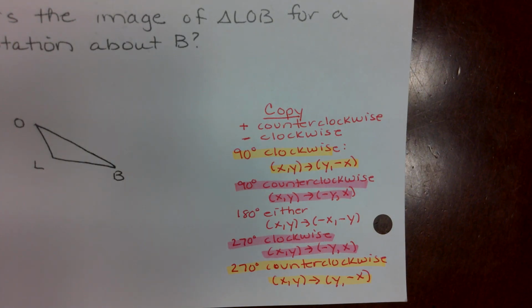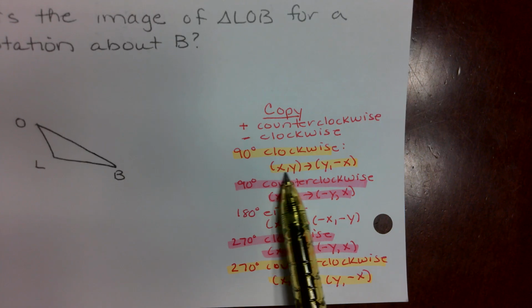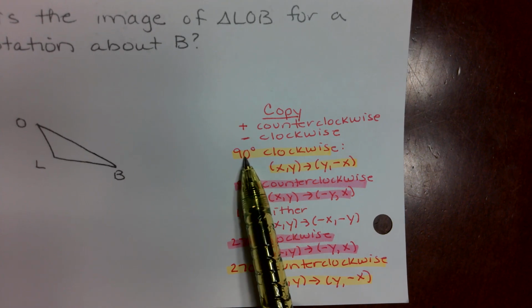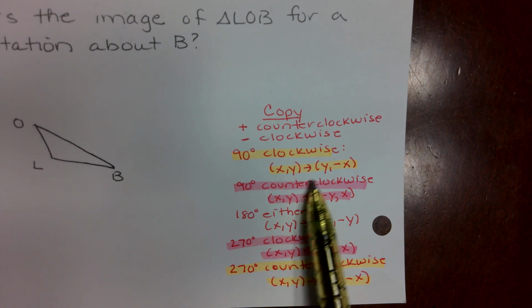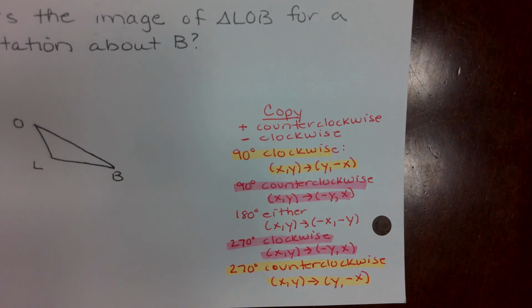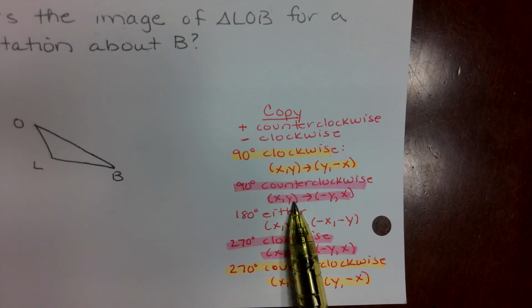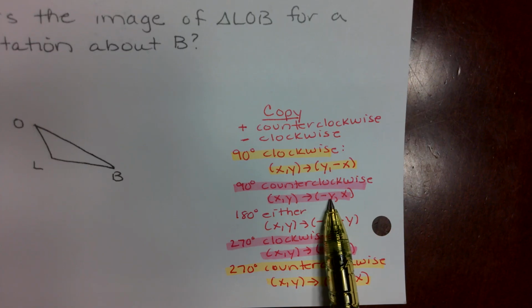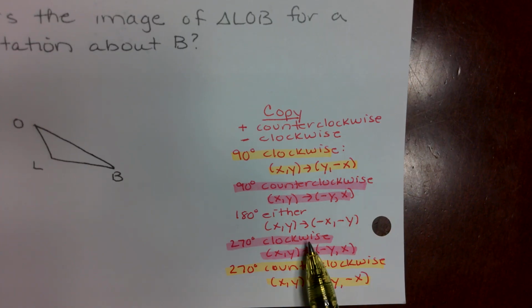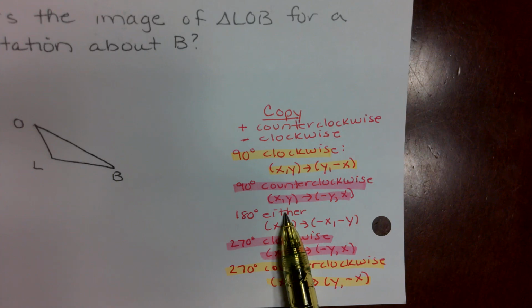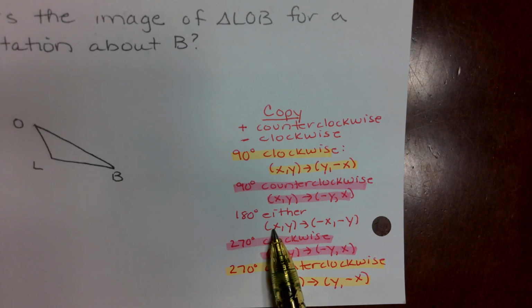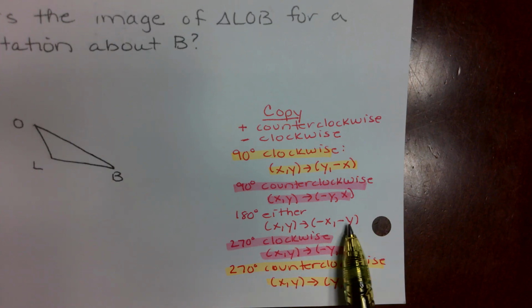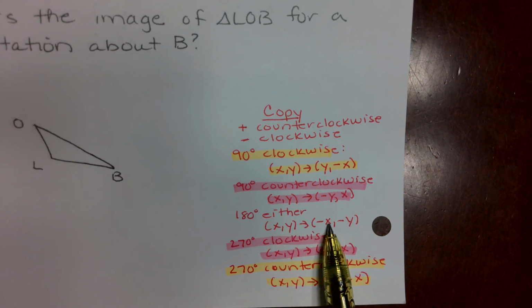There's also a way to look at the coordinates. If you have these coordinates, an x, y, and you rotate 90 degrees clockwise, your new coordinate, like if this was 1, 2, now becomes 2, negative 1. 90 degrees counterclockwise, if it was 1, 2, now becomes negative 2, 1. And 180 degrees, it doesn't matter if you go clockwise or counterclockwise, you're going to have the same thing. An x, y becomes a negative x and a negative y. So 1, 2 would become negative 1, negative 2.